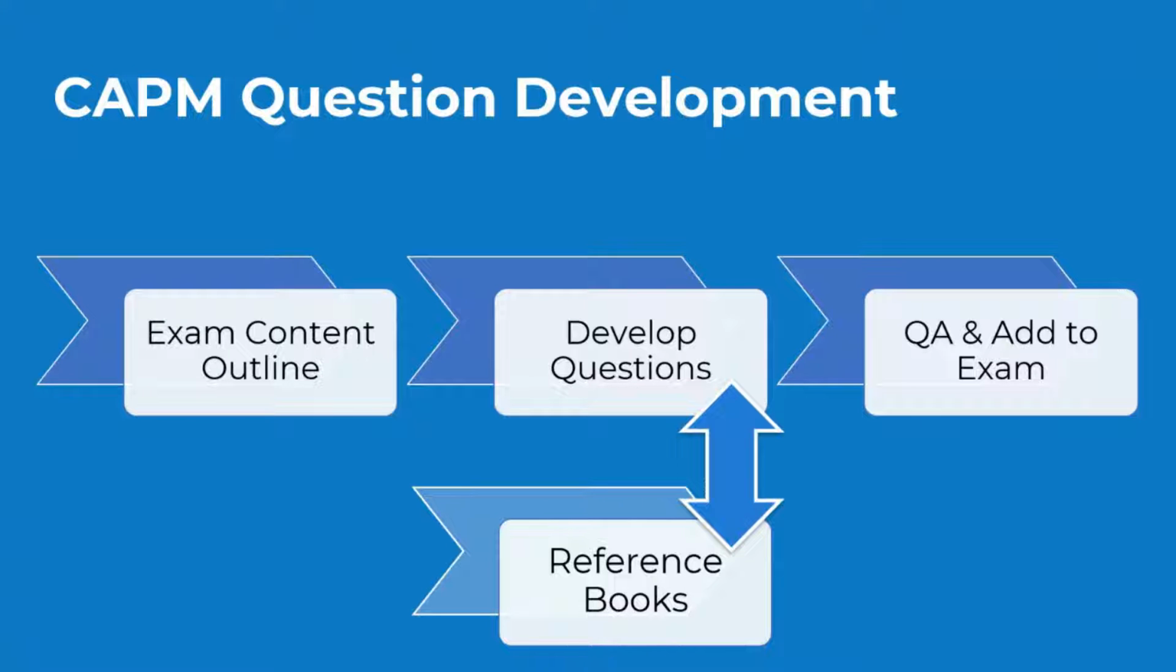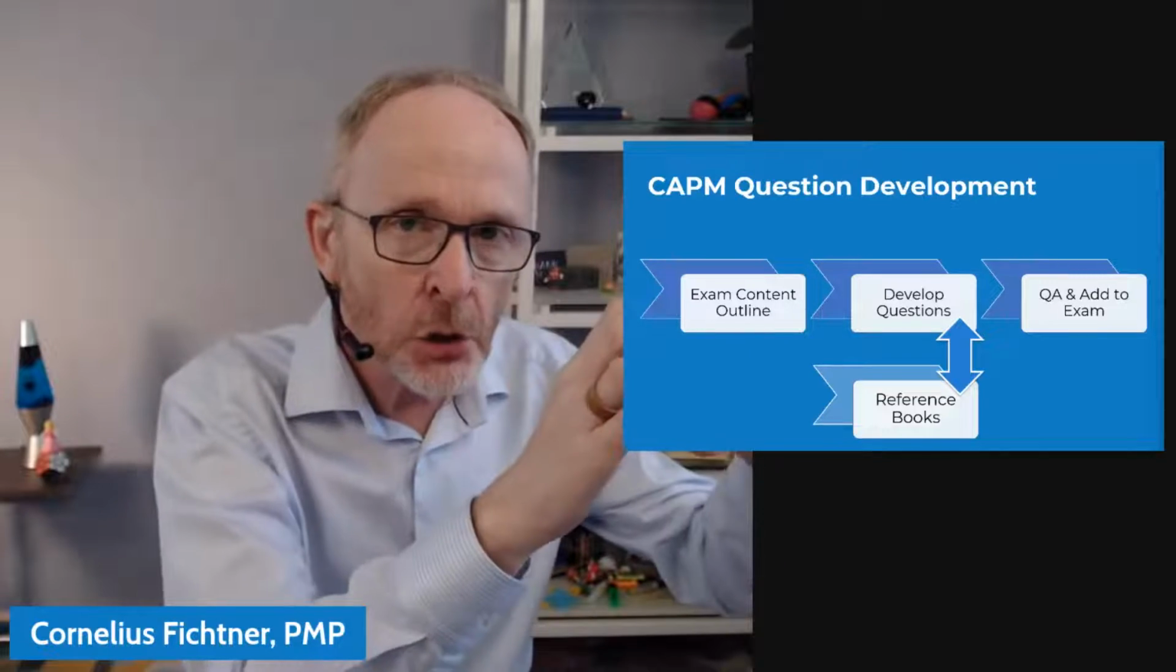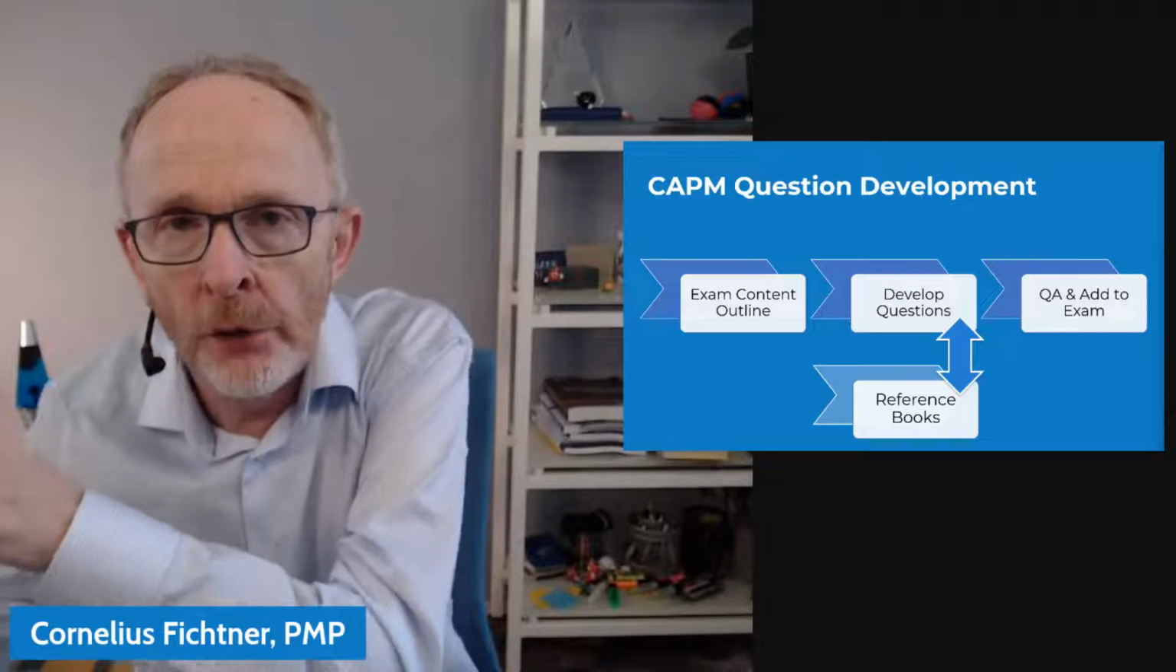So each question must reference 2 books saying this is why A is correct and not why B is correct. And you can see that this process means ECO tasks, ECO enablers, ECO domains become questions on the exam through this process here. And by the way, this is exactly the process that we use as well on our exam simulator.